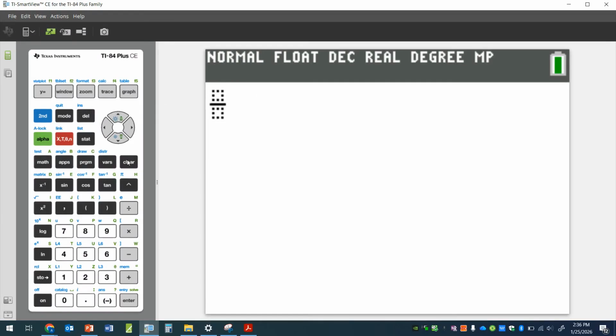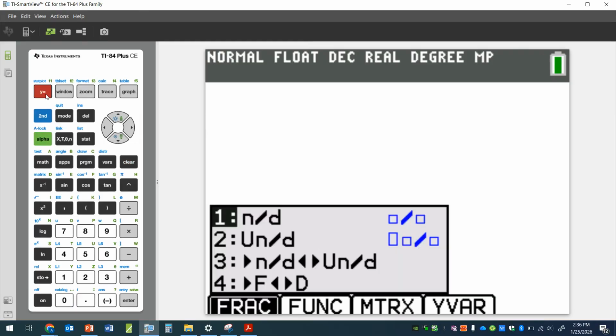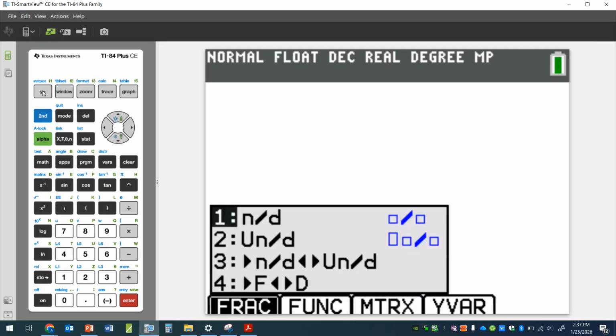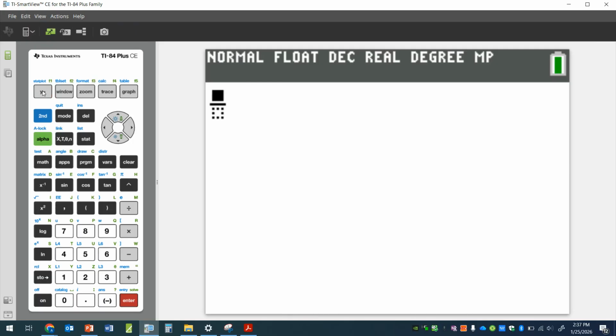If you tried that and nothing happened, there's another way to create a fraction on your calculator. Press alpha, y equals, and that very first option, n over d, just press enter, and you get a fraction. Okay, so one more time. One way to get a fraction is press alpha and then the x button right next to it. Or if that doesn't work, press alpha and press y equals. Then choose that first option. Either way, you should be able to set up a fraction.